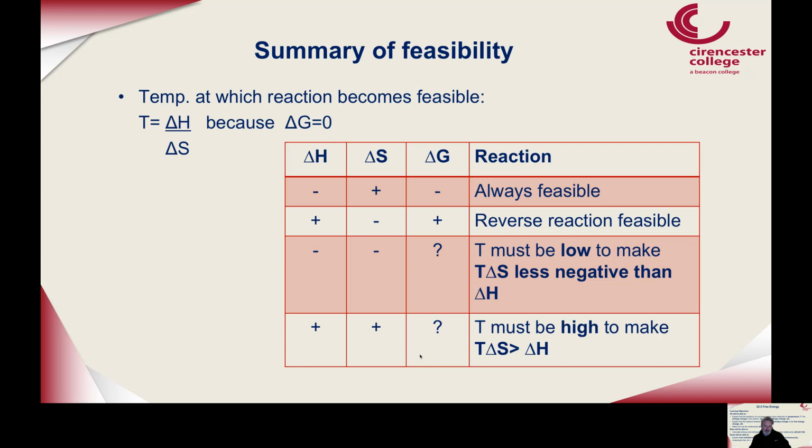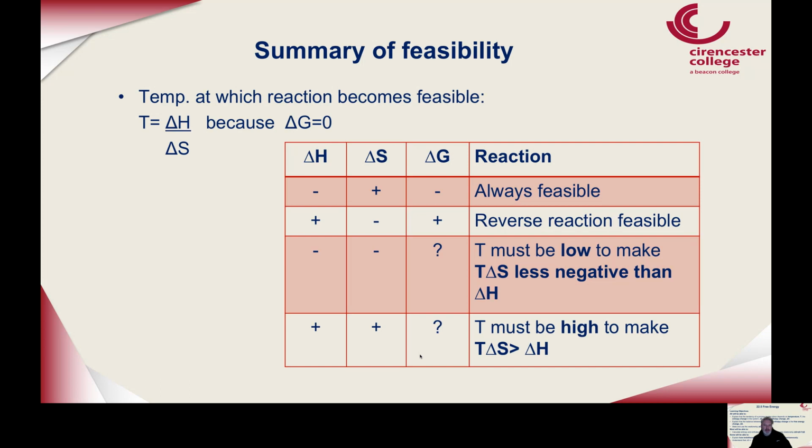If delta H is negative, i.e. exothermic, and delta S is positive, then the reaction is always going to be feasible. Delta G will always be negative. So delta G being negative means the reaction is always feasible.